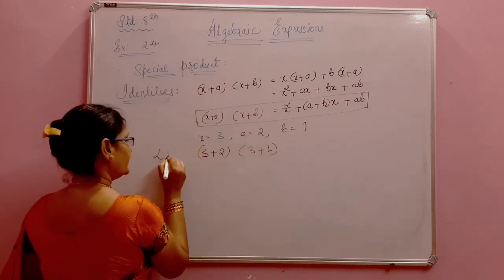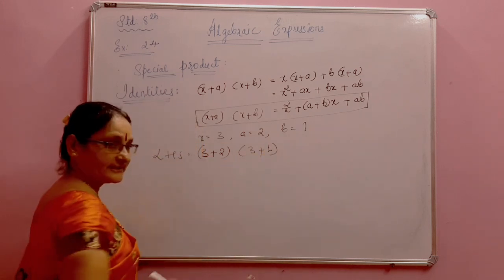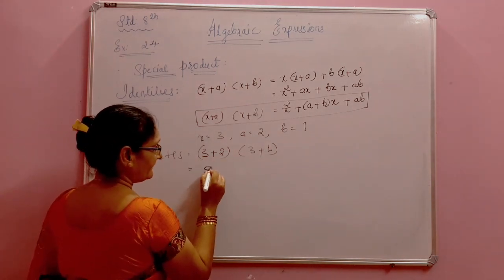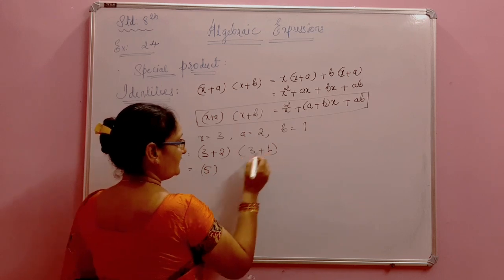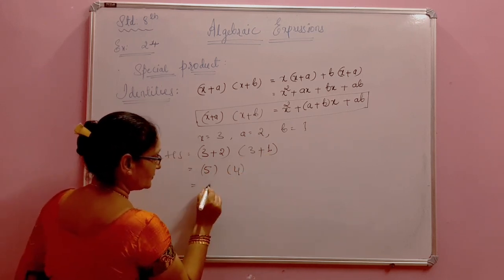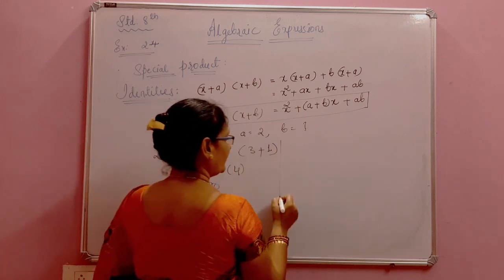Now first we will see LHS, then we will see the RHS. Now see, 3 plus 2 is 5, bracket 3 plus 1 is 4, bracket means what? Multiplication. 5 fours are 20. Let us see now the RHS.